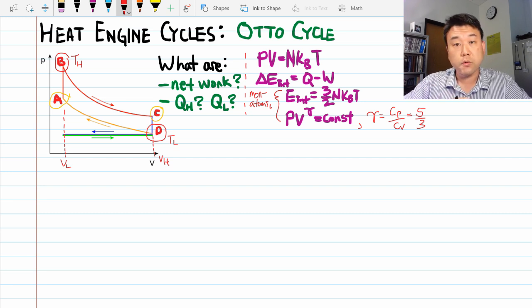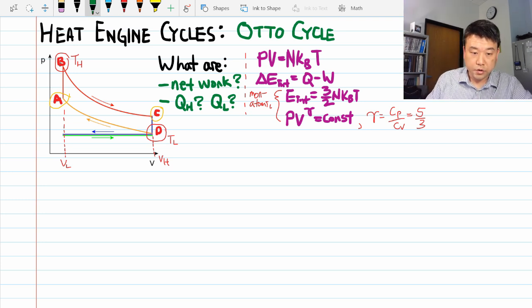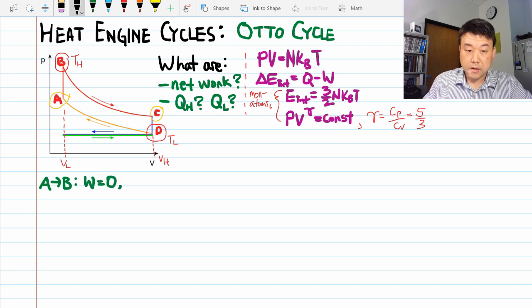Alright, I want to go through this quickly because we've been through all these processes before. What will take more work isn't working out the work and heat exchanges initially, but the algebra we need to do to try to reduce the number of unknowns. So let me write down all the basic expressions for each of the steps first. From A to B, this is isochoric heating. We've done this before. No work is done.